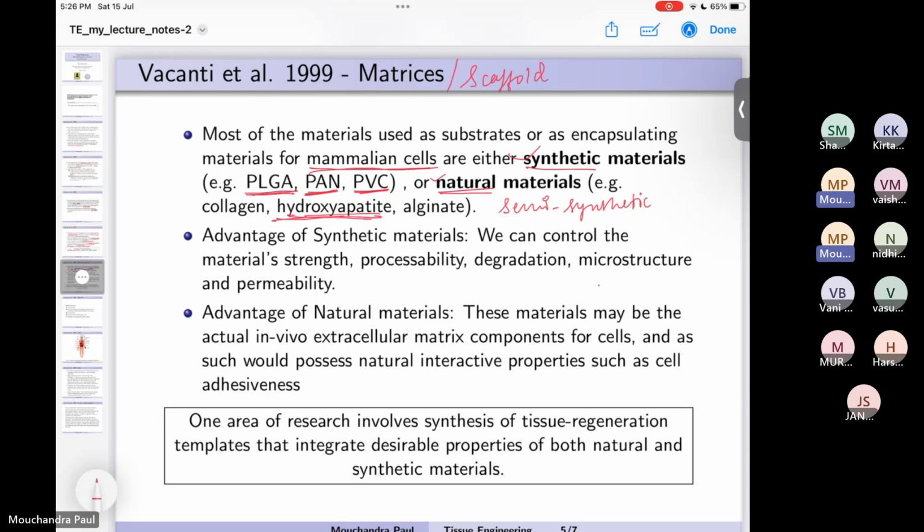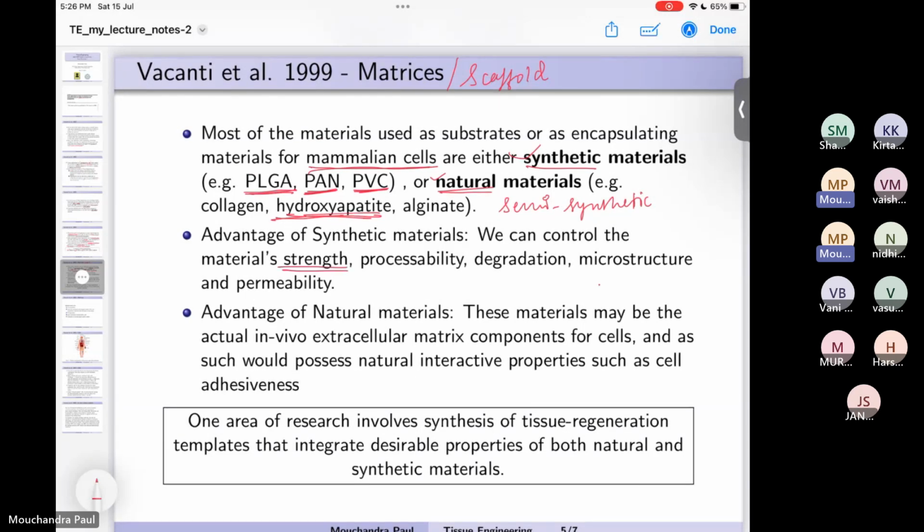Also alginate, although it is not taken from animal cells, is taken from algae. So these are a few examples of natural materials. The advantage of synthetic material is that we can control the material's strength. By strength, I mean the Young's modulus, the elastic properties, etc. Then they are fairly easy to process, which means processability is easier. We can control their degradation rate.